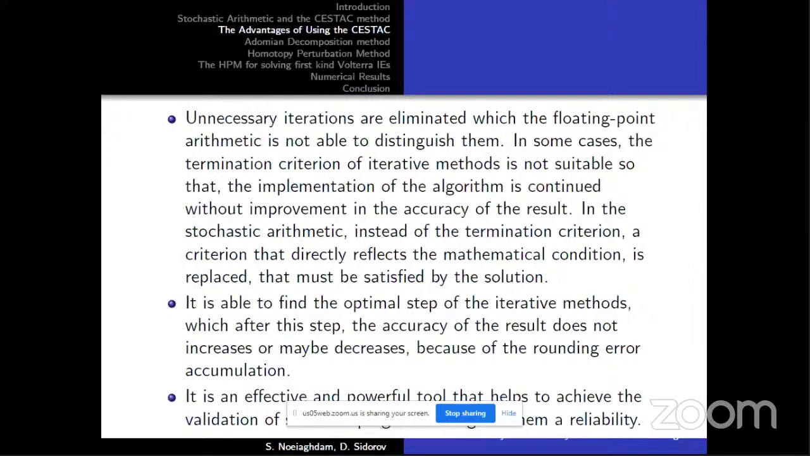I described unnecessary iterations that we have in floating point arithmetic because it depends on the epsilon value, the right-hand side of the traditional absolute error. If we have a small value of epsilon, we will have many iterations. There are unnecessary iterations, maybe 30 or 50 iterations. But maybe we don't need these iterations. So using the CSTAC method, we can eliminate these unnecessary iterations. The main novelty of the CSTAC method is finding the optimal step of the iteration procedures and iterative methods, and also finding the optimal accuracy, optimal approximate solution, and optimal error. But in floating point arithmetic, we cannot find this.